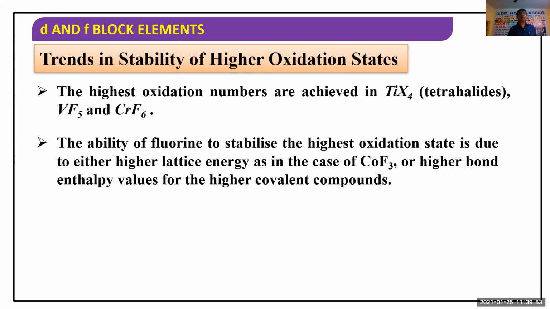Now the highest oxidation numbers are exhibited in titanium TiX4, that is tetrahalides, vanadium pentahalide, chromium hexahalide, like this, VF5, CrF6. The ability of fluorine to stabilize the highest oxidation state is due to either higher lattice energy, as in the case of cobalt trifluoride, or higher bond enthalpy values for the higher covalent compound. Example, VF5, CrF6.